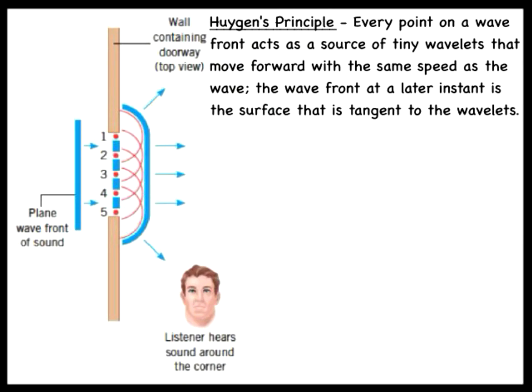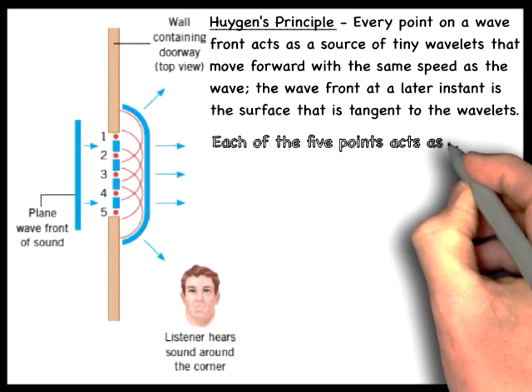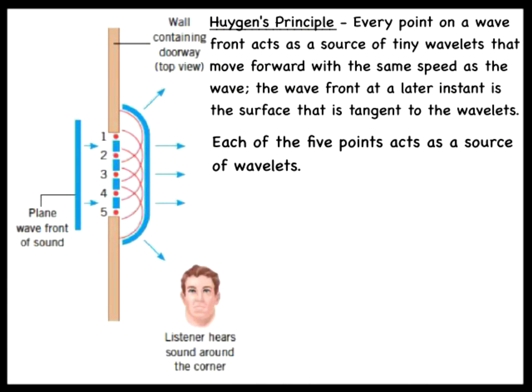The figure shows the top view of a plane wavefront of sound approaching a doorway and identifies 5 points on the wavefront, just as it is leaving the opening. According to Huygens' principle, each of these points acts as a source of wavelets, which are shown as red circular arcs at some moment after they are emitted. The tangent to the wavelets from points 2, 3, and 4 indicates that in front of the doorway the wavefront is flat and moving straight ahead.